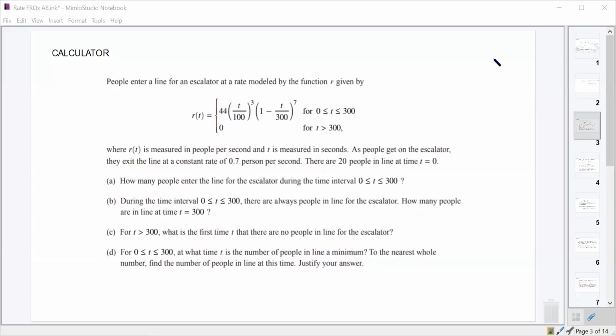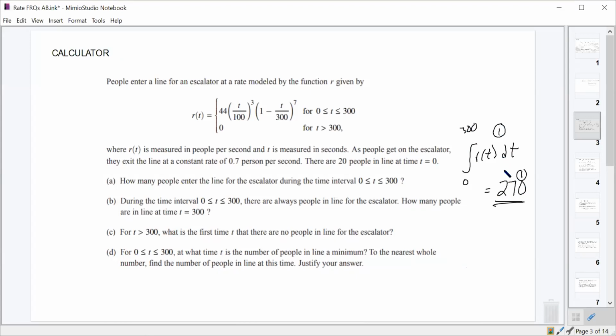How many people enter the line for the escalator? Well, that's just the integral from 0 to 30 of R of t. Luckily, your calculator will do that for you. What did it come out to be? 270. That was worth 2 points: one for the integral, one for the number. Everybody good with A? A is pretty easy.